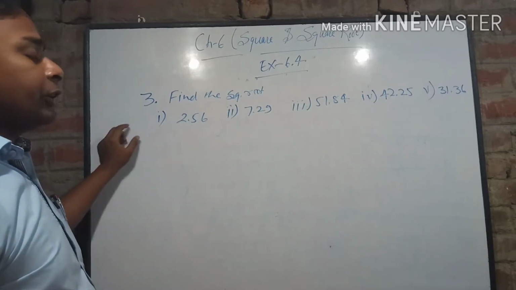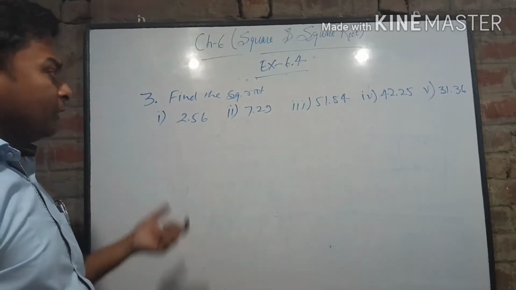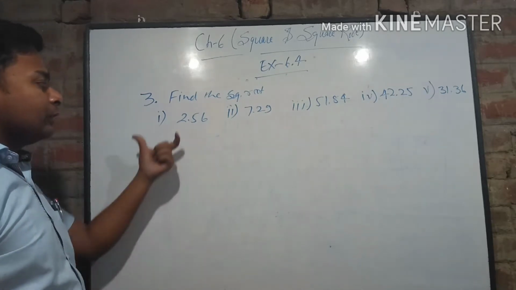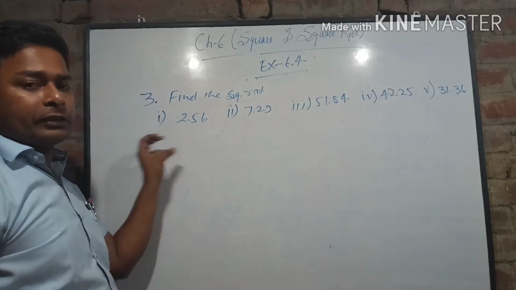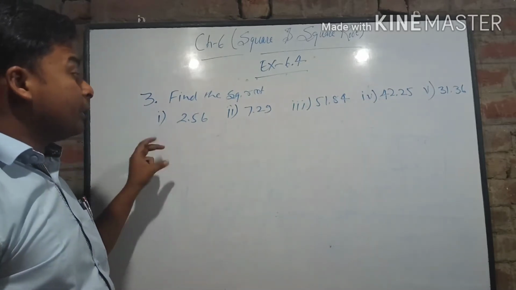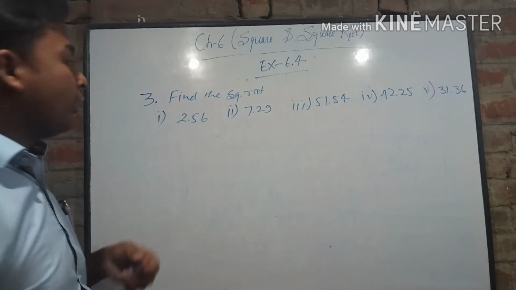Here we have question number 3. Find the square root of 2.56. You can go with prime factorization also by converting it into a fraction, 256 divided by 100, and 256 can be further factorized so you can get the square root. We will have one more method, that is the long division method.